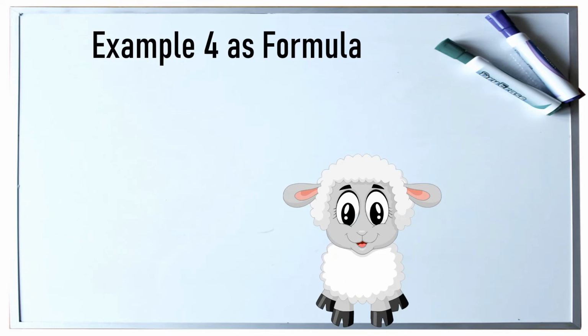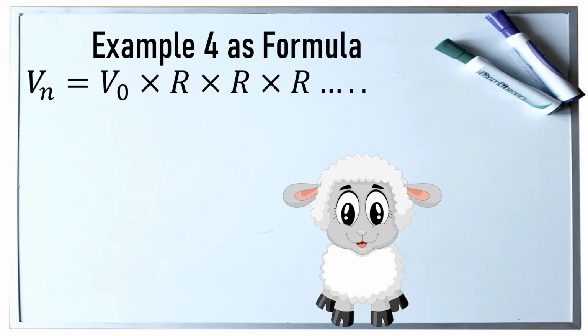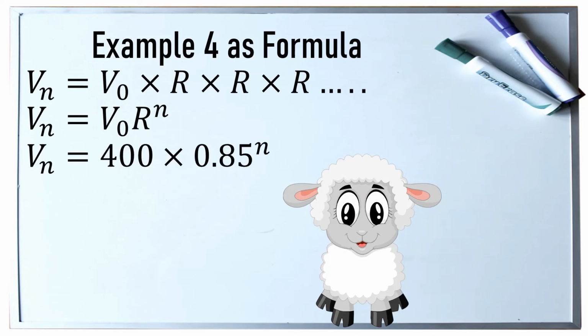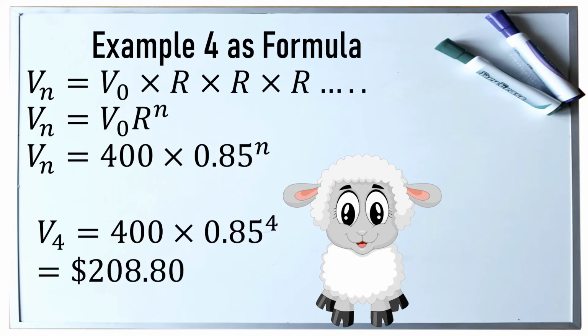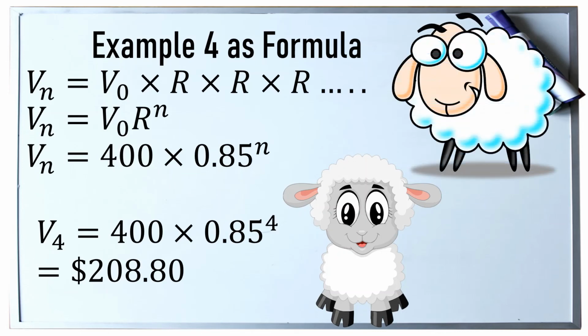This leads nicely onto the formula. Vn is equal to V0 times as many R's as you need, and it simplifies to this formula, which is the same formula as what we use for compound interest. For our particular example, V0 is 400 and R is equal to 0.85. If we wanted to work out the value after 4 years, we could go 400 times 0.85 to the power of 4, which gives us $208.80.